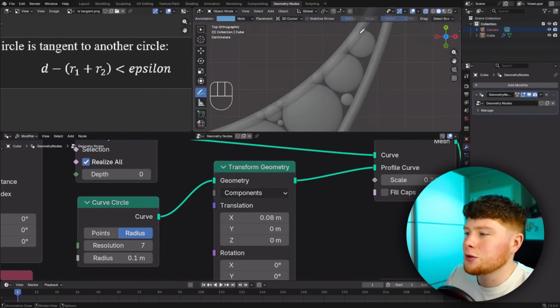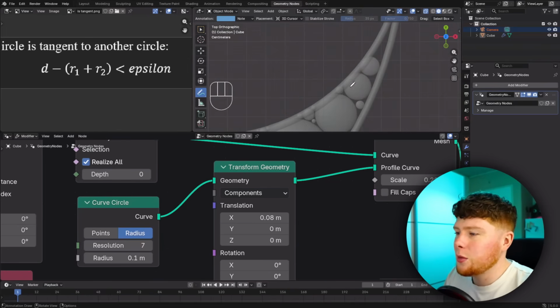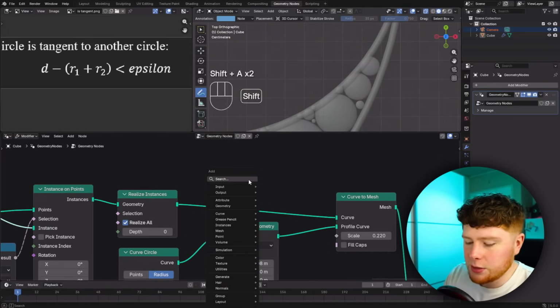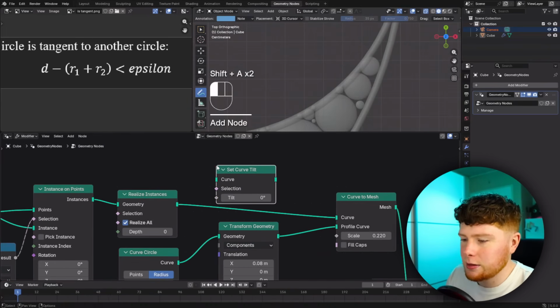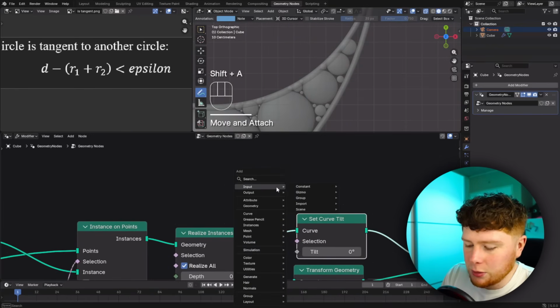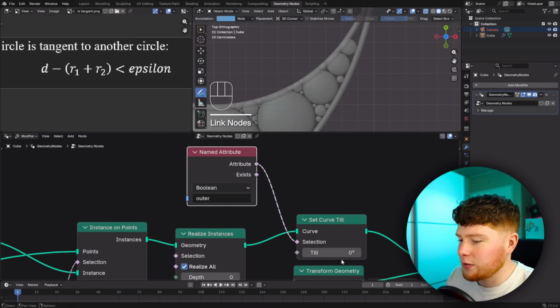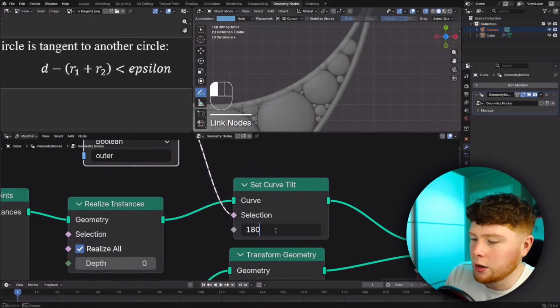However, you see that the circles of the inside are actually overlapping even more now. That's not what I want. I want to flip this. And to do that, we can do a set curve tilt node and we only want to tilt the outer circle. So if we do a named attribute node, which we set on outer, let's connect it with the selection. And now let's tilt this 180 degrees.